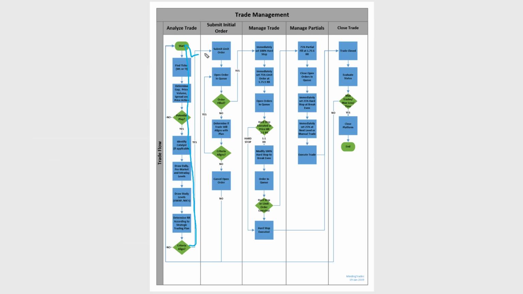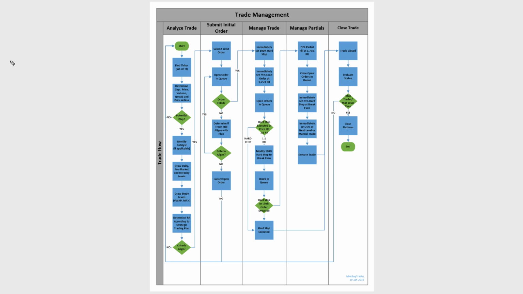However, if this does align, we want to submit the limit order in. So submitting the initial limit order, we put that risk ratio unit, so for example $100, in it. The order's in the queue. Once it's in queue, we want to wait to get filled. If it doesn't get filled, we want to determine if the trade still aligns with our strategic plan. What I mean by this is you're thinking, but why would we put this order in if it doesn't align?